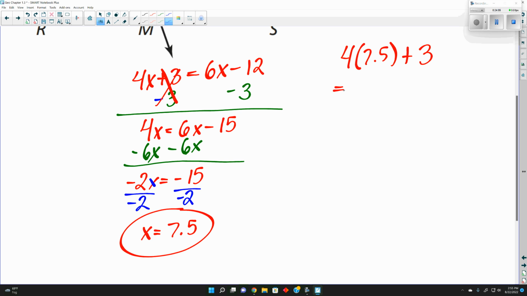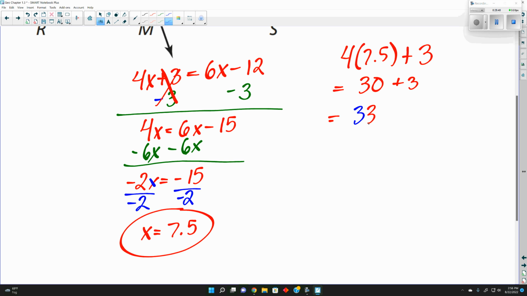Now 4 times 7.5, well, it's 7.5 plus 7.5, which would be 15, yes? 15 and 15 is 30, because we have it 4 times. Plus 3. Questions? Yes? On how we got 30? So we're taking 7.5 and multiplying it by 4, yes? So 7.5 plus 7.5 is 15, and we have how many of those groups to make 4? Yeah.